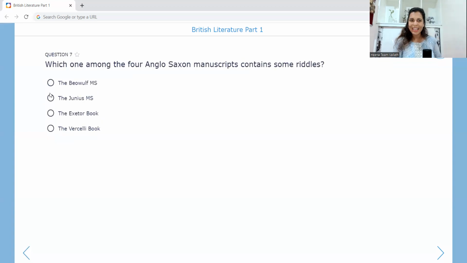Easy? Easy. Question number 7. Which one among the 4 Anglo-Saxon manuscripts contains some riddles? Option A, the Beowulf MS, B, the Junius MS, C, the Exeter MS, or D, the Vercelli book. Tell me, which of these contains riddles? It is option C, the Exeter.